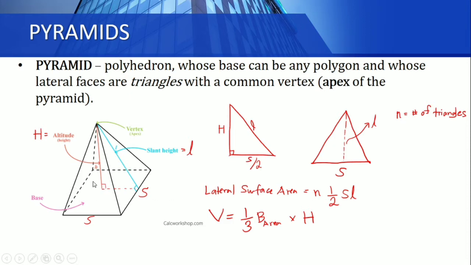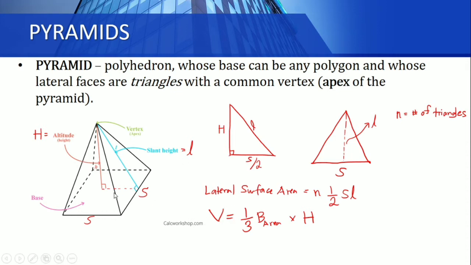So pwedeng square, triangle, rectangle, hexagon, pentagon. So any polygon. So in this case, dun sa example natin, so we have a pyramid na meron siyang base, square base. So S yung length ng side ng ating base.